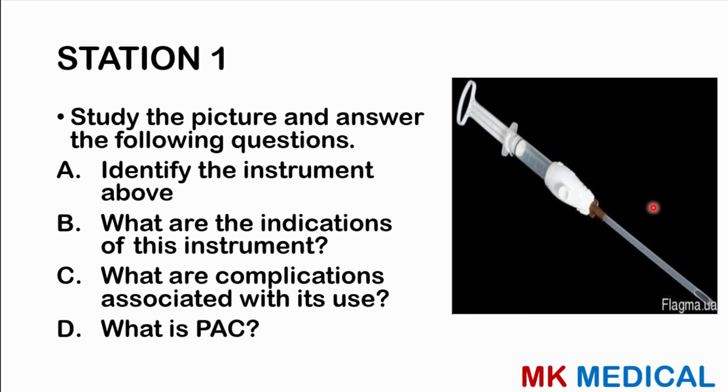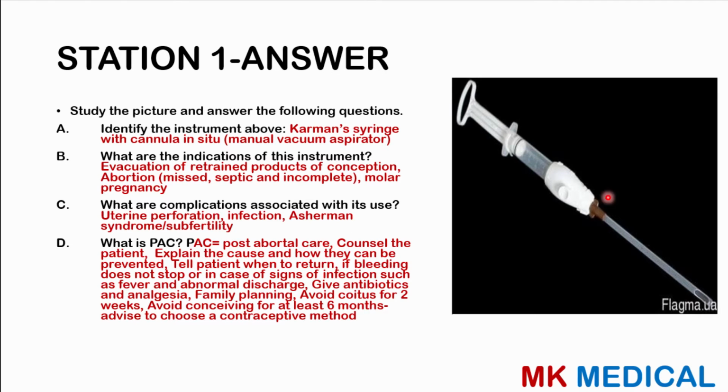So here comes the answer. So this is obviously a common syringe with the cannula in situ, used for manual vacuum aspiration, or you can call this a manual vacuum aspirator, and it's assembled. What are the indications of this instrument? So you can use it to evacuate retained products of conception. You can use it in the management of certain kinds of abortions, such as missed abortions, septic abortion, even incomplete abortions. You may also use it in the management of molar pregnancies.